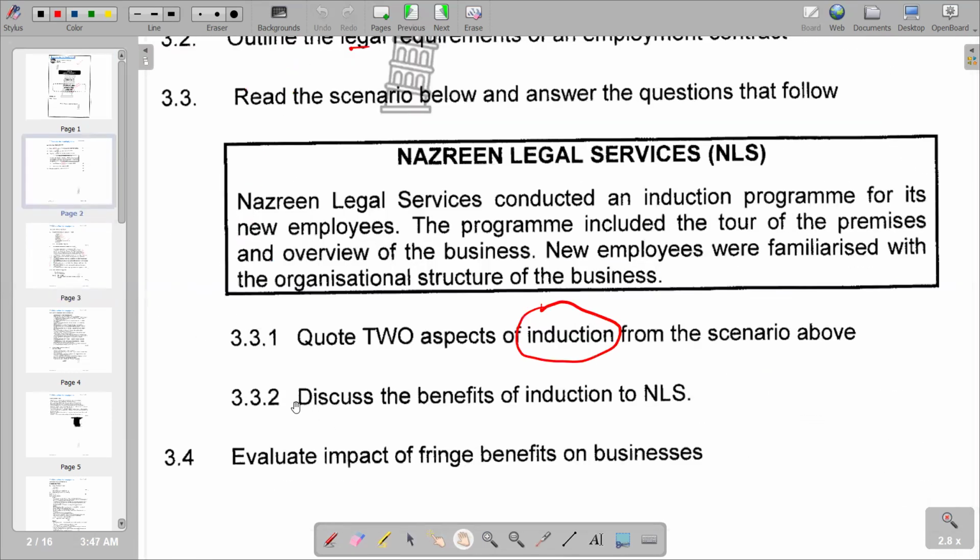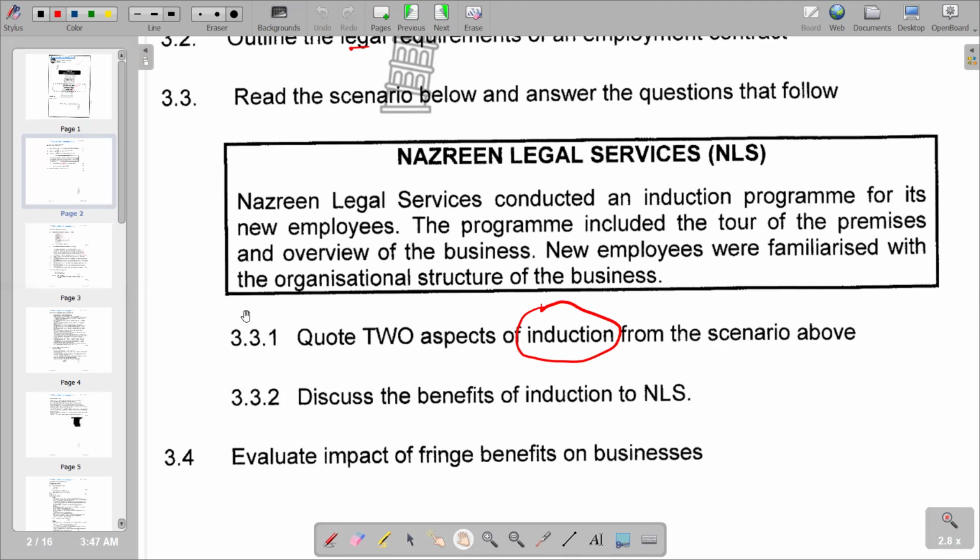And we'll go to the next part of the question, which is: discuss the benefits of induction to NLS. So what are the benefits of induction? Obviously, when you talk about induction, the benefit is that it makes a worker or employee familiarize himself or herself with the working environment that is there. It also makes the employee familiar with the safety and regulation procedures in the workplace. So this is what we have.